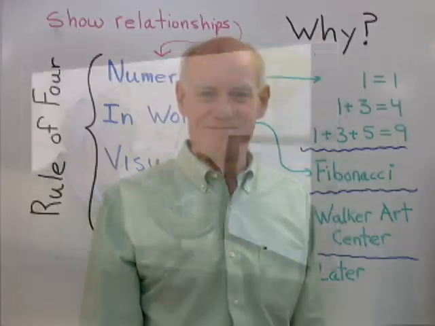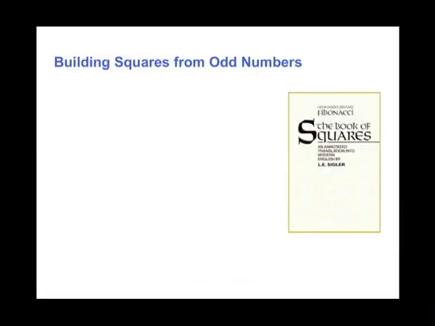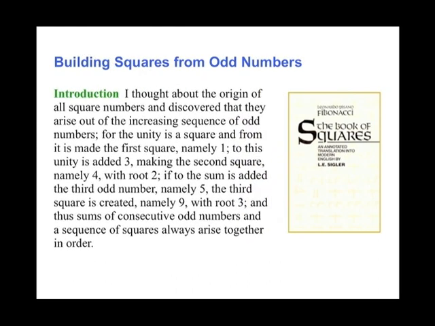The cover of Fibonacci's Book of Squares, written in the year 1250. Here's the introduction to that book. Here's what Fibonacci says in his own words. I thought about the origin of all square numbers and discovered that they arise out of the increasing sequence of odd numbers, for the unity is a square, and from it is made the first square, namely 1.